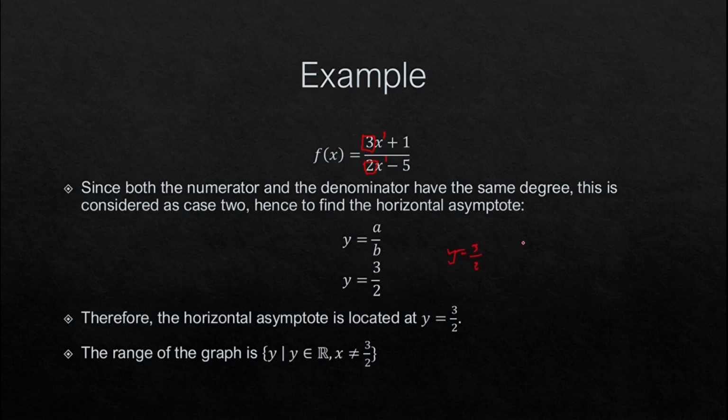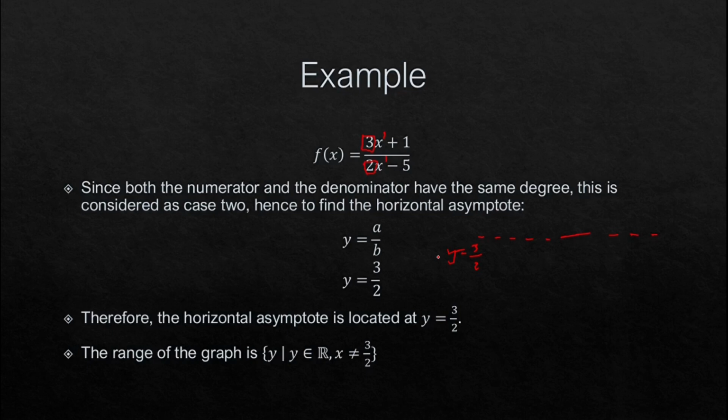Graph that. It is usually a dashed line, that is, y equals 3 over 2. Therefore, the horizontal asymptote is located at y equals 3 over 2.